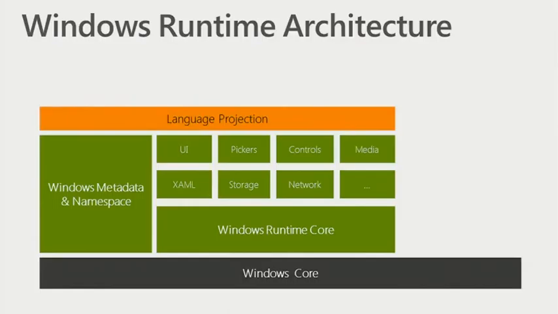On top of that, we have so-called language projections, and we'll spend a fair amount of time talking about those. Language projections look at Windows Runtime and expose the facilities in a way that's familiar to the developer. If you're a C# developer, you want to see your collections like IList of T and IEnumerable of T and all of those things. But if you're a JavaScript developer, you want to see them differently.